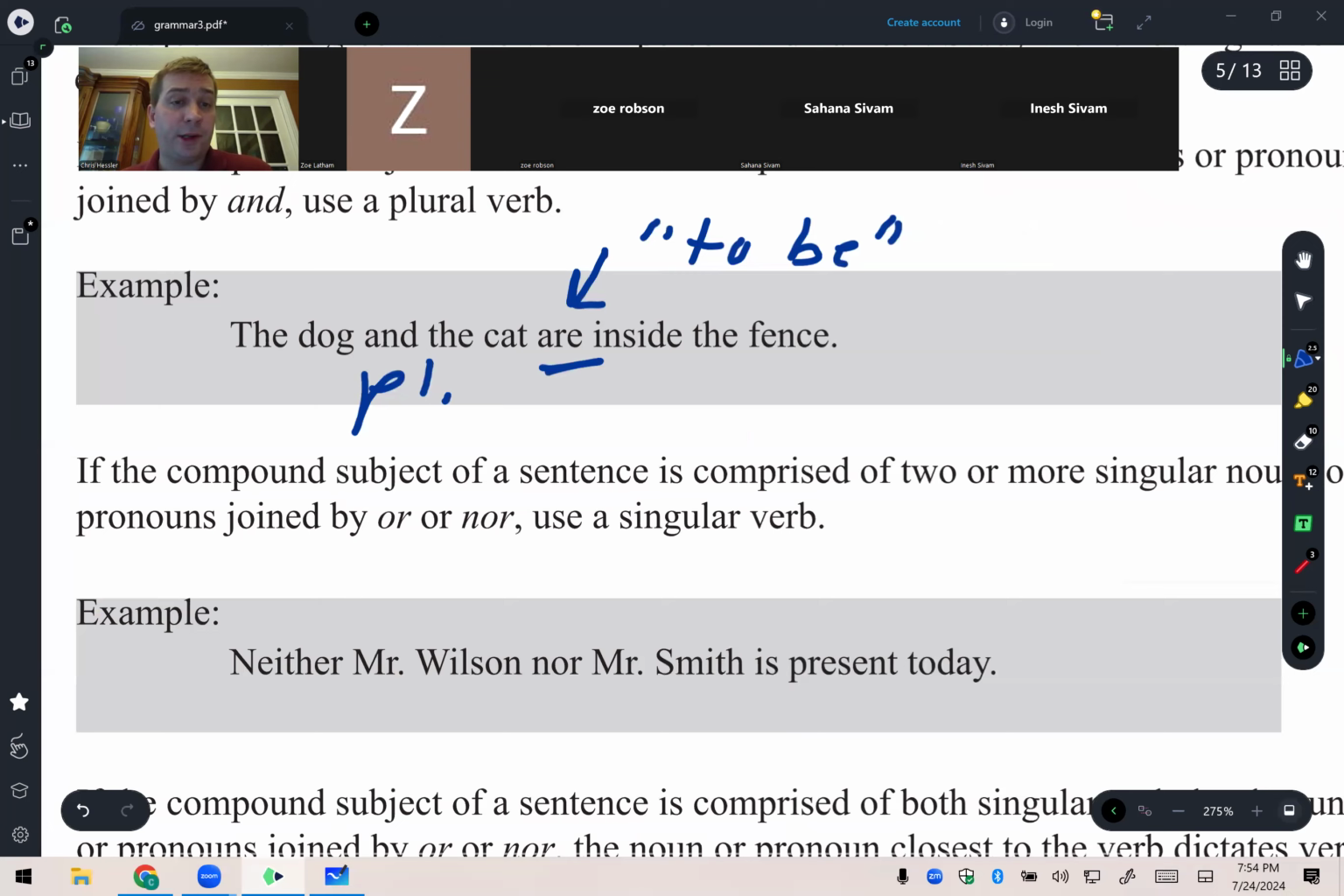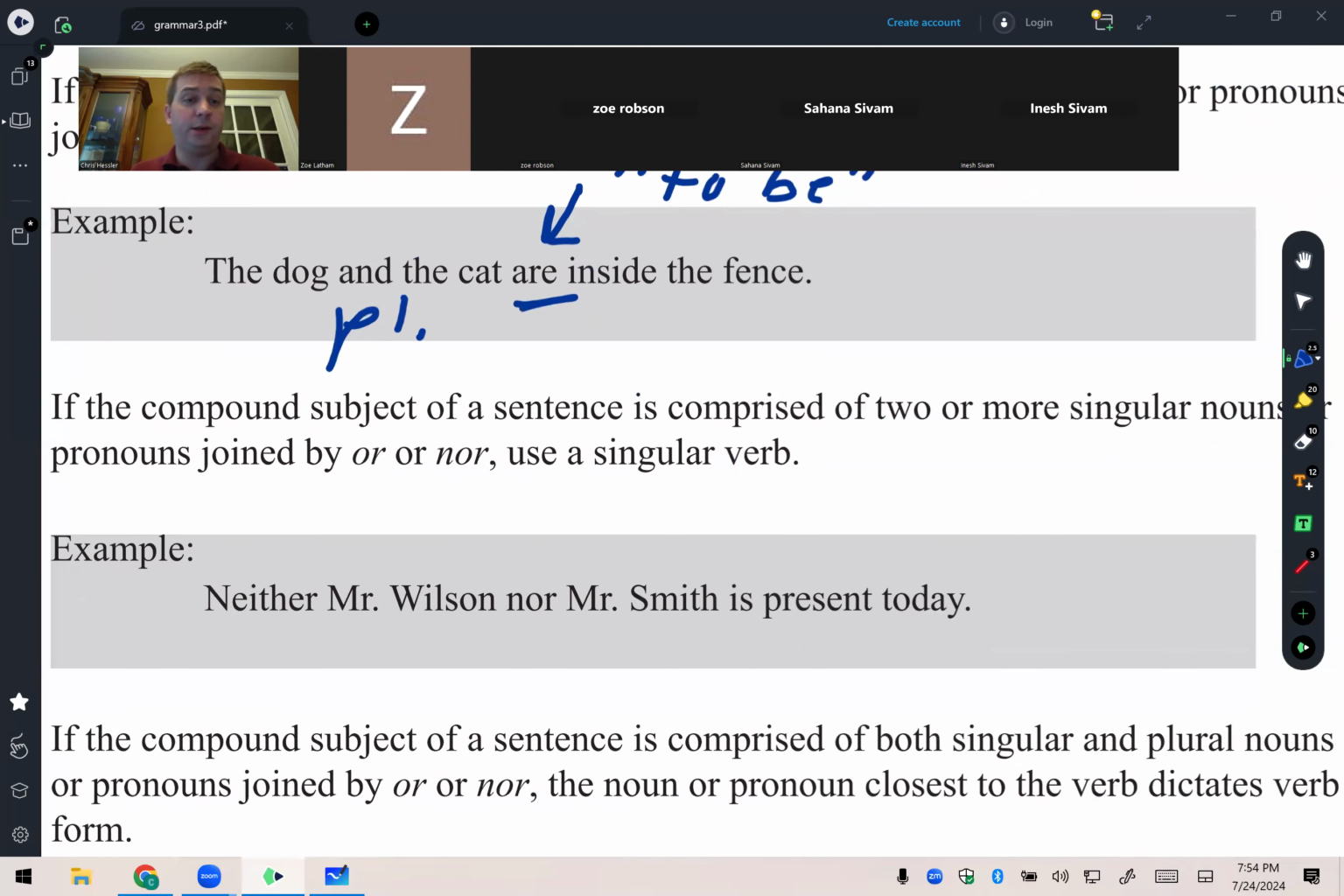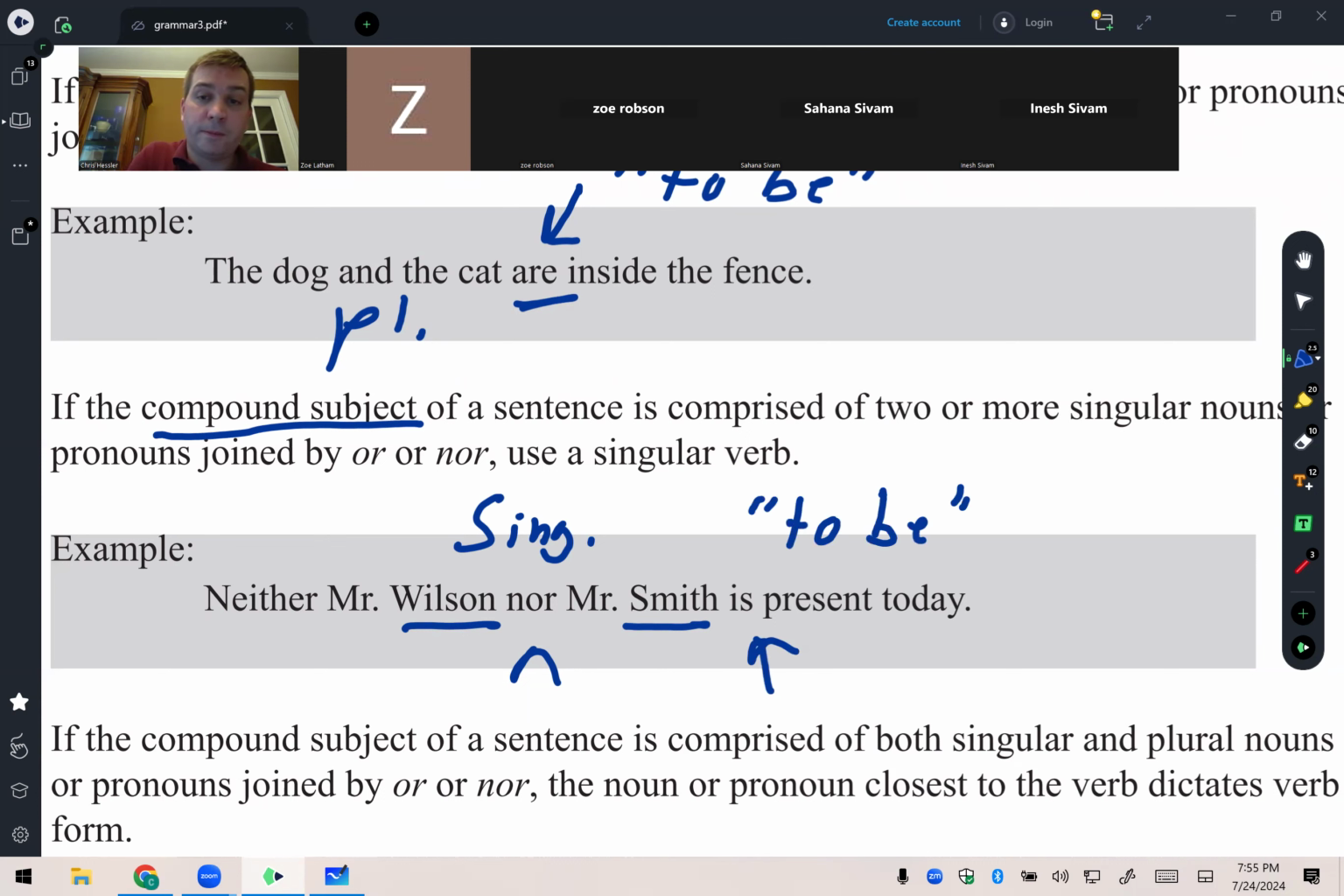What if the subject of the sentence is singular? So if we have two singular entities, Wilson and Smith, but we're joining them with a correlative conjunction, nor, neither Wilson nor Smith, our compound subject is actually singular. It's a compound subject, but it's singular. Singular subjects take singular verb forms. Here's a singular form of to be. Neither Wilson nor Smith is present today. You would never say neither Mr. Wilson nor Mr. Smith are present today, because singular subjects take singular verb forms.